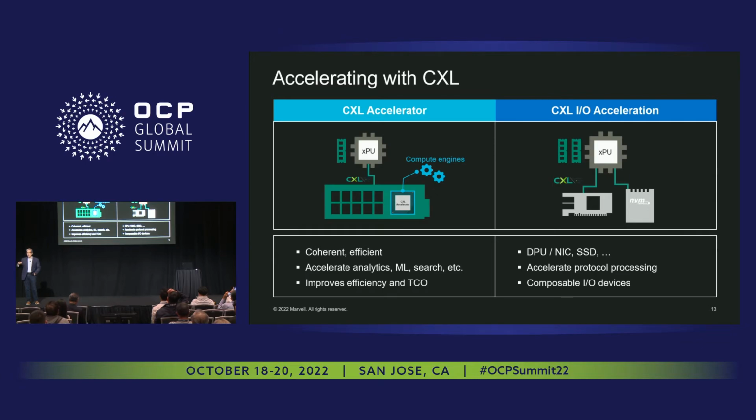Likewise, when we have coherent caching capability, we can further accelerate the different devices themselves, whether that be DPUs, or NICs, or even SSDs. And this also provides composability for the I/O devices.